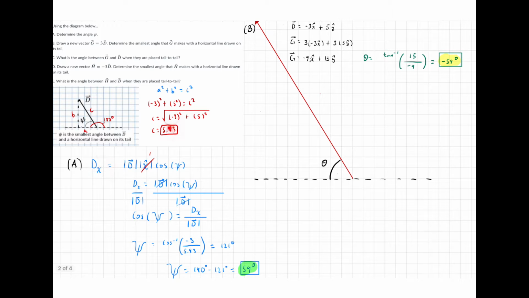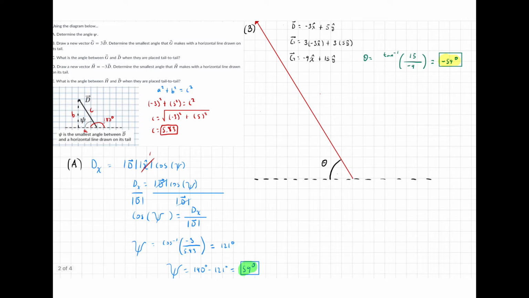And now, since we have the magnitude of C, we can go ahead and dot the magnitude of vector D in its direction and multiply it by the cosine of the angle. And we'll just do some manipulations, and then we can come out with the angle to be 180 degrees minus 21 degrees. So then the smallest angle between vector D and the horizontal line would be 59 degrees.